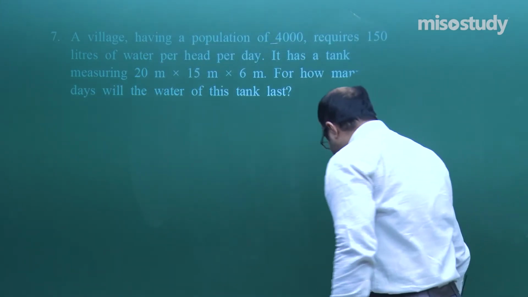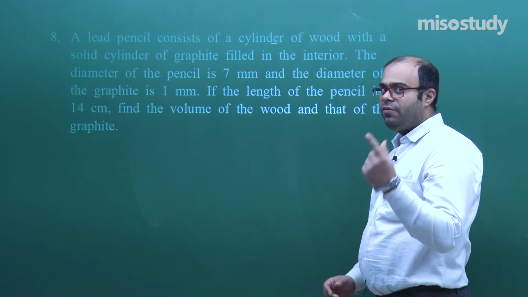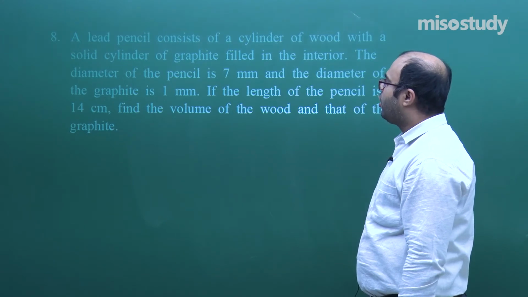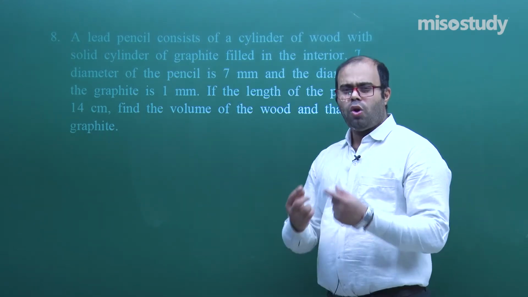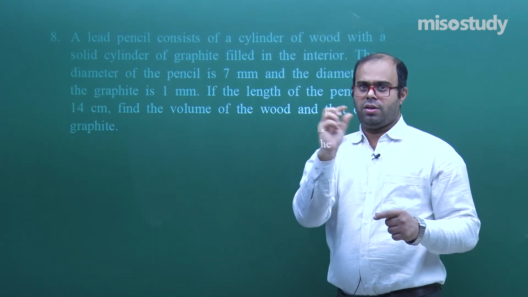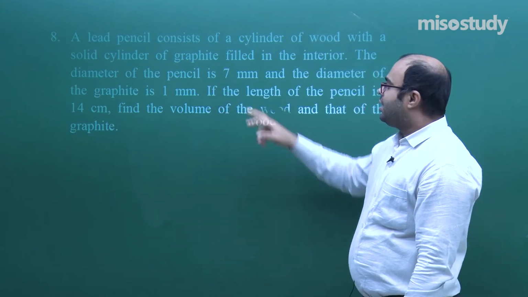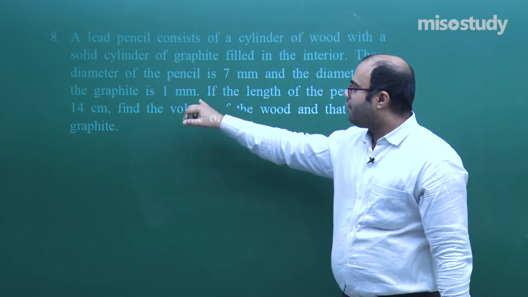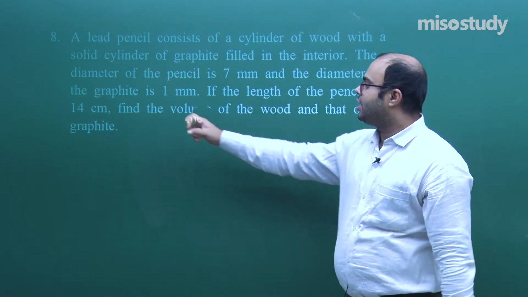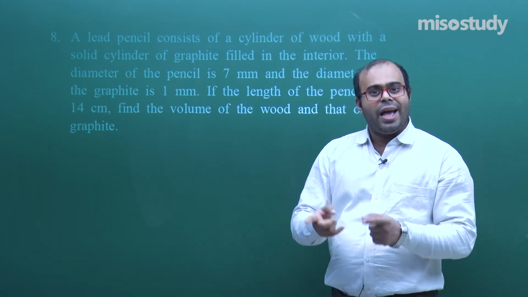Now, let us see the next question. This is the 8th question, again of 4 marks. A lead pencil, we all know it, consists of a cylinder of wood with a solid cylinder of graphite filled in the interior. So you know how a pencil is. There is a graphite in between, and outside there is a wooden cover. That is how we make a pencil. It is cylindrical in shape. The diameter of the pencil is 7 millimeter and the diameter of the graphite is 1 millimeter. So the major portion is the wooden part. If the length of the pencil is 14 centimeter, find the volume of the wood and that of the graphite. So we have to find the volume of the wood as well as the graphite.